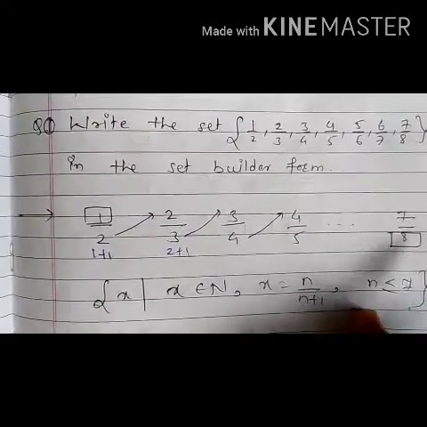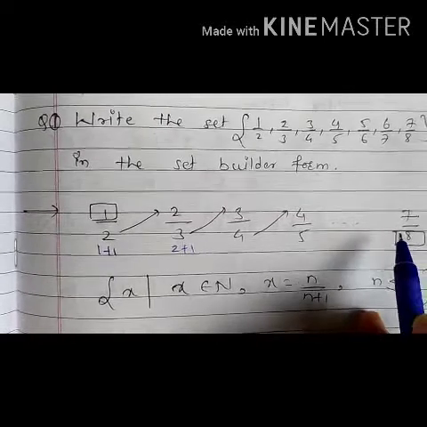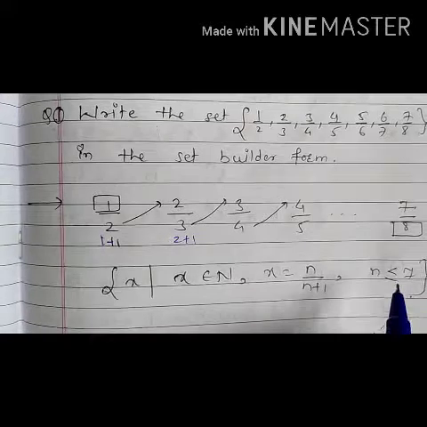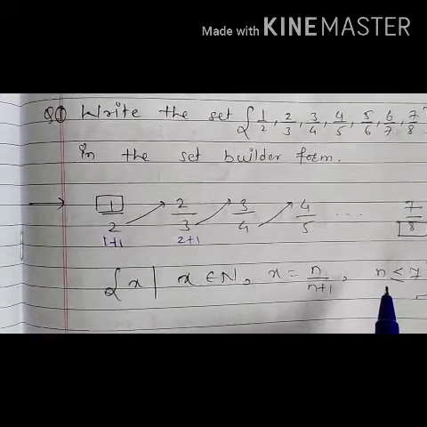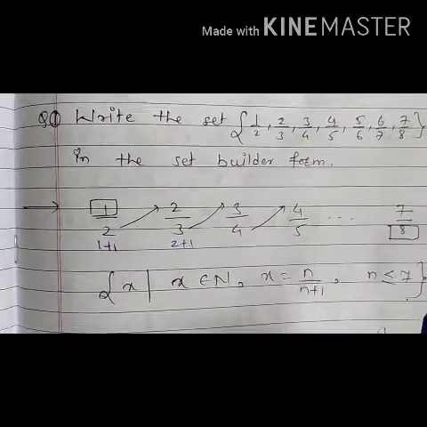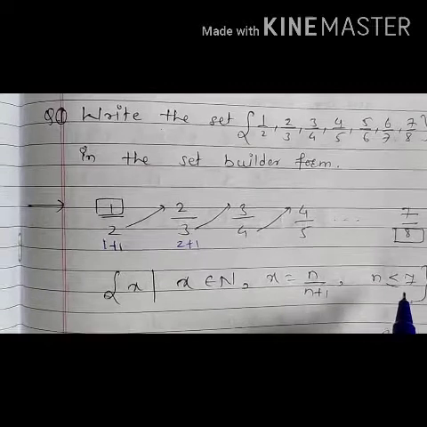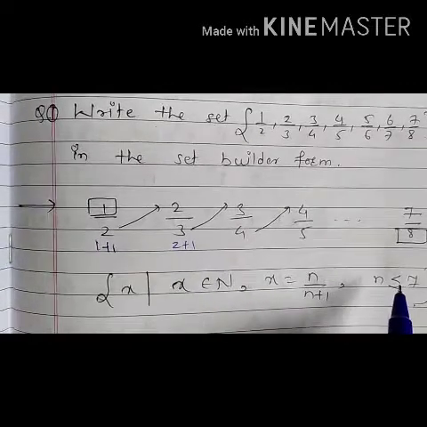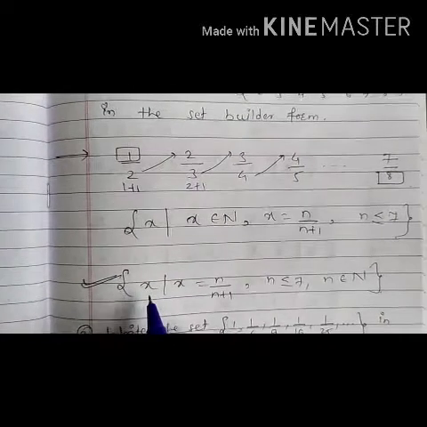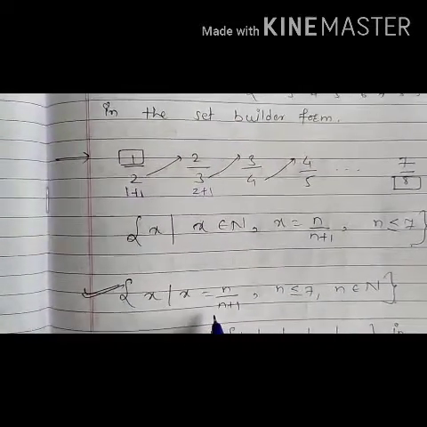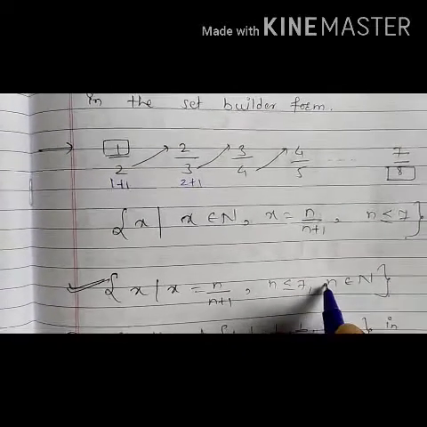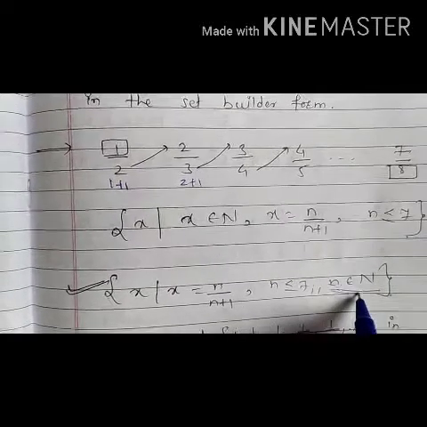What is the last element? 7 by 8, and its denominator is 8. Now if we write here n less than or equal to 8, it means we'll take n as 8, and if we take n as 8, we'll get 8 plus 1, that is 9. But 8 by 9 is not there, so we have to stop n at 7. Getting it? So n will be less than or equal to 7. So our set will be the set of x such that x equals n upon n plus 1, where n is less than or equal to 7 and n is a natural number. This is very important: n is a natural number. Understood?